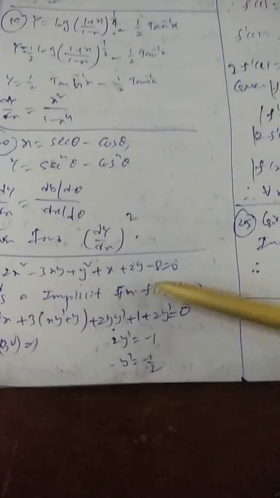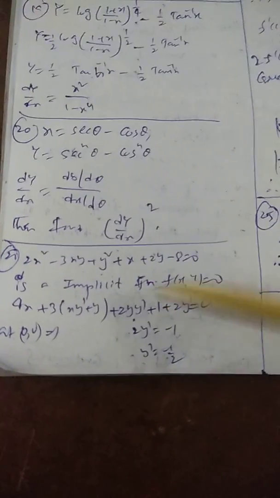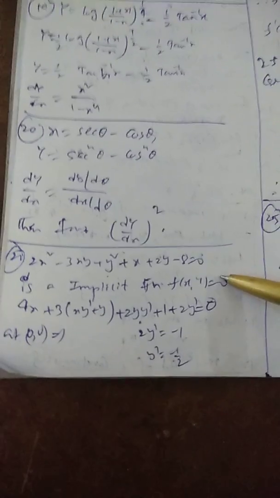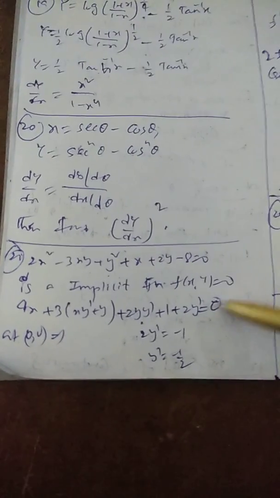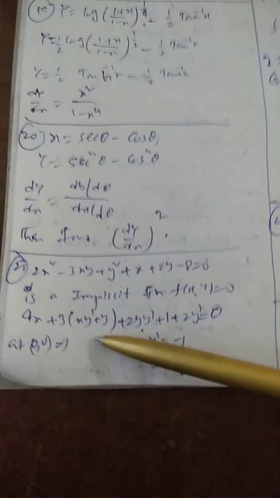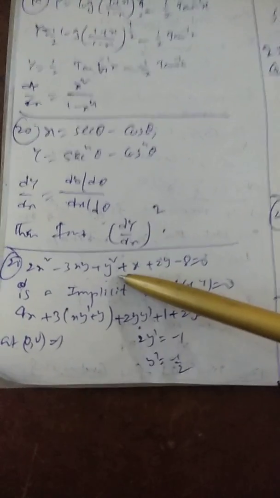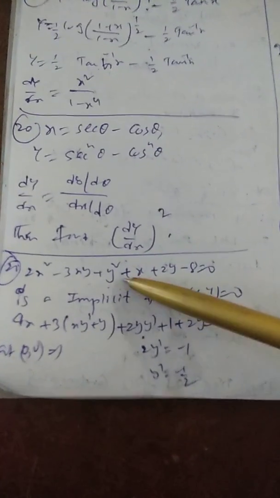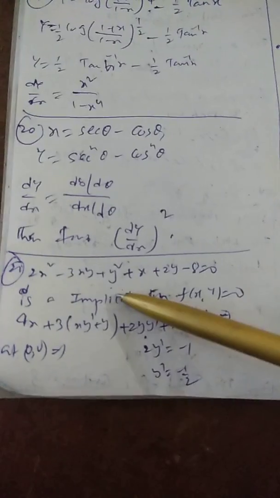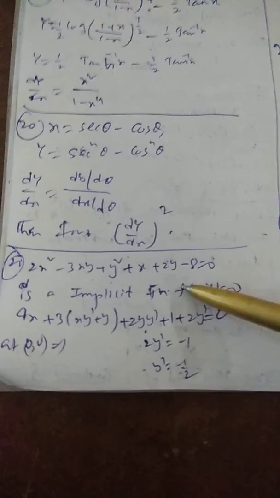One more question on implicit functions. Given f of x comma y equals 0, find dy by dx at 0 comma 0 here. In an implicit function, y is also treated as a function of x. y is also treated as an x variable. So we are differentiating with respect to x here.